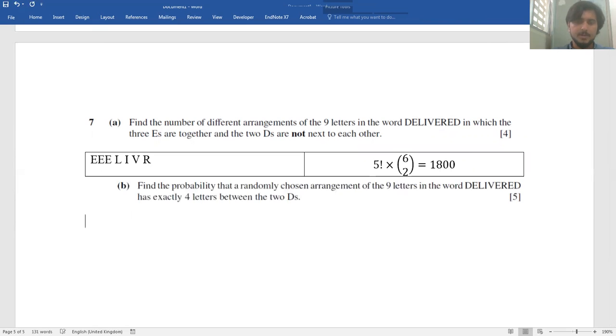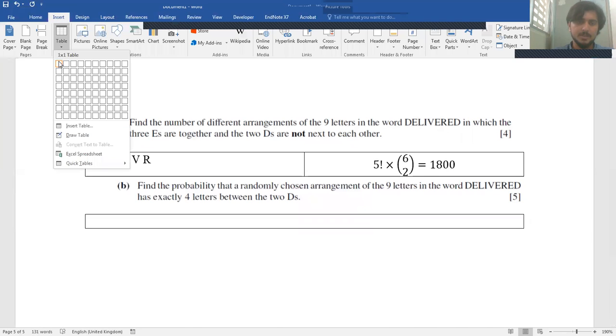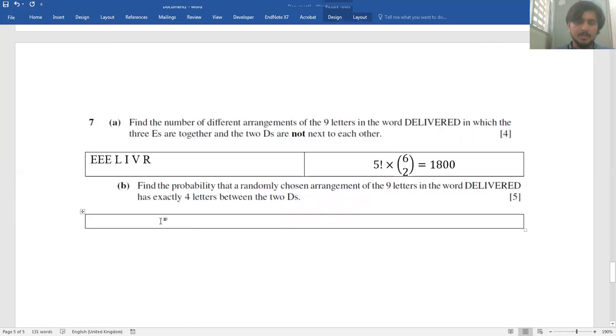Now find the probability that a randomly chosen arrangement of the 9 letters in the word delivered has exactly 4 letters between the 2 D's. Again, we are considering all possible arrangements of the 9 letters. Right now we don't have to use the D's initially. We keep them aside: E three times, and L, I, V, and R. So this should give me 7 factorial divided by 3 factorial.